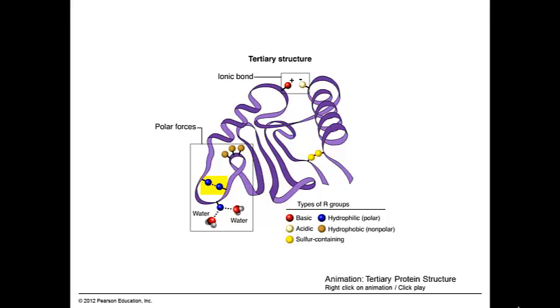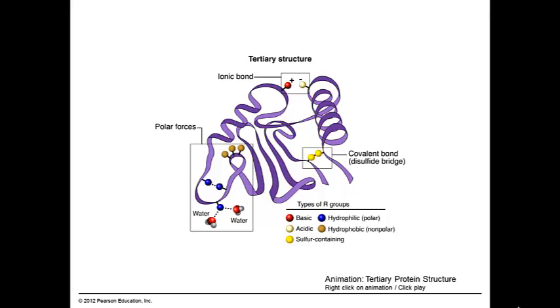Hydrophilic or polar R groups may hydrogen bond with one another or turn outward and hydrogen bond with the surrounding water. Hydrophobic, nonpolar R groups cluster on the inside of the protein away from water. Tertiary structure may be further stabilized by strong covalent bonds between sulfur atoms in certain R groups. So tertiary structure is the result of ionic bonding, hydrophobic interactions, hydrophilic interactions, and covalent bonding between sulfur atoms.